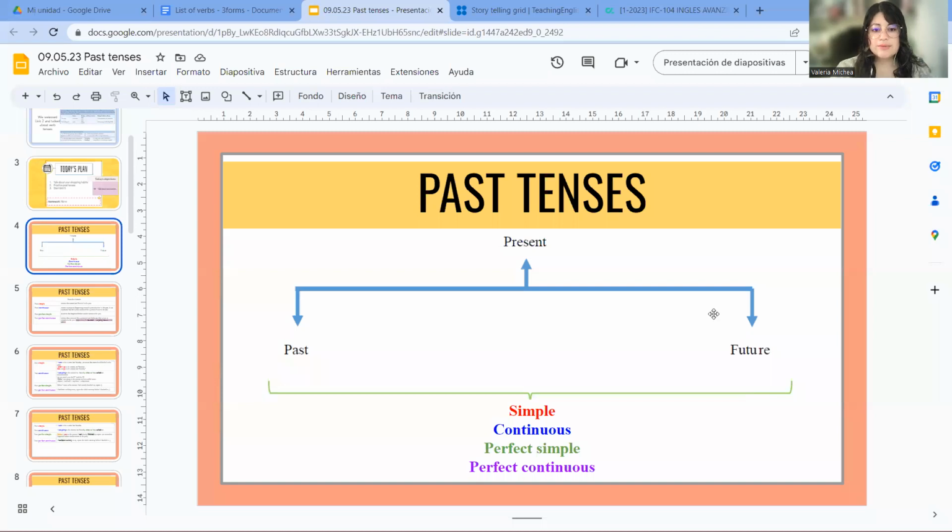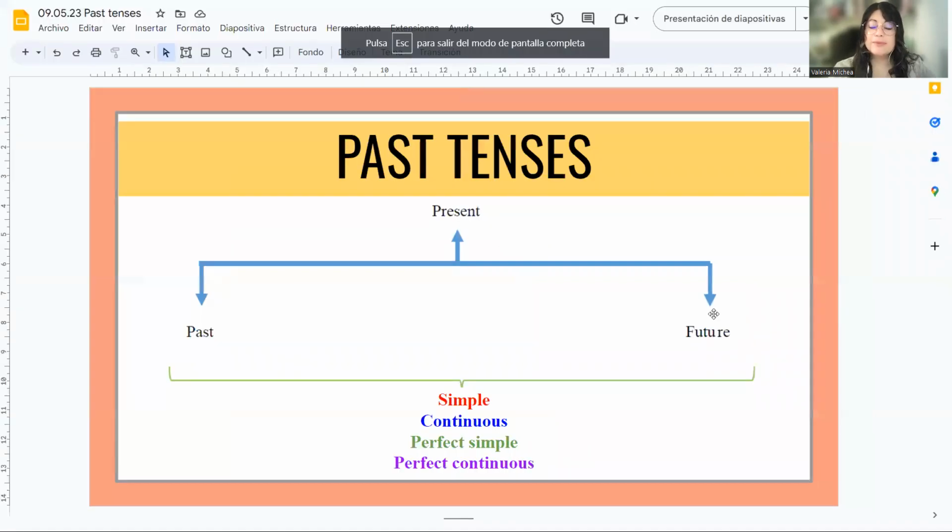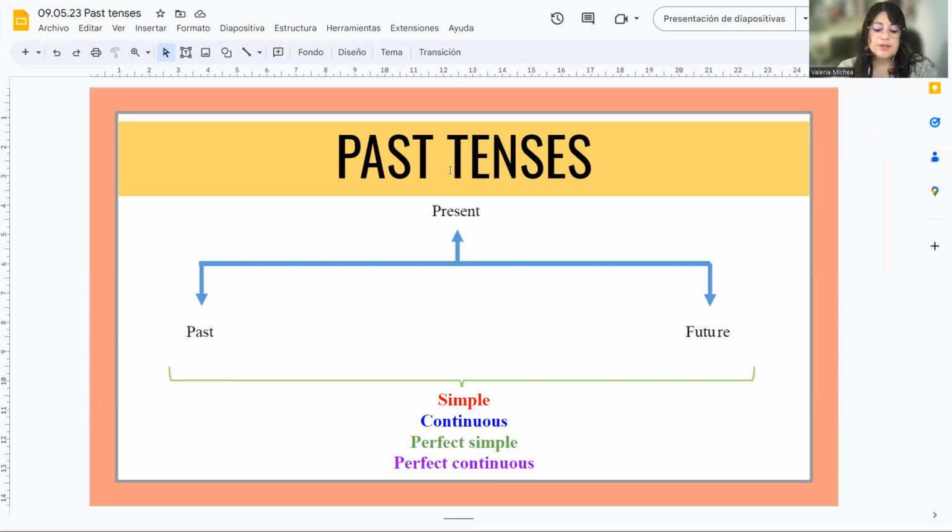So remember that we've been practicing past tenses. We also call them narrative tenses. Why? Because they are helpful when we need to narrate stories or facts, also anecdotes, things that have happened to us. All those things can be narrated through narrative tenses or past tenses. They can be simple, continuous, perfect simple, and perfect continuous, like every other tense that we have in English.